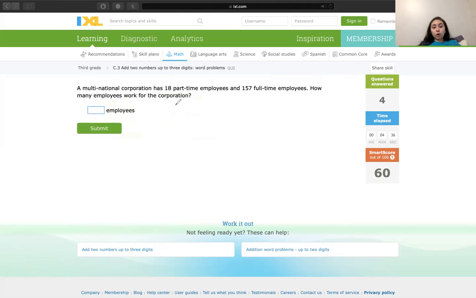A multinational corporation has 18 part-time employees and 157 full-time employees. How many employees work for the corporation? So, can't do this in my head, so let's do 157 plus 18. 8 plus 7, you can do it with your fingers, calculator, mental math. It's 17. And then 1 plus 5 is 6, plus 1 is 7, and then we bring down the 1.